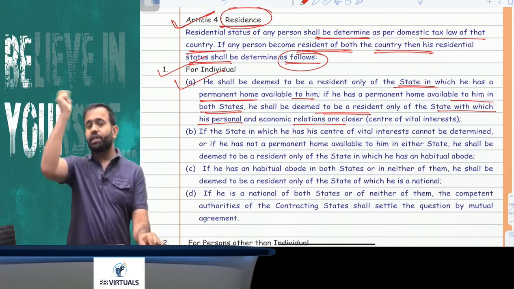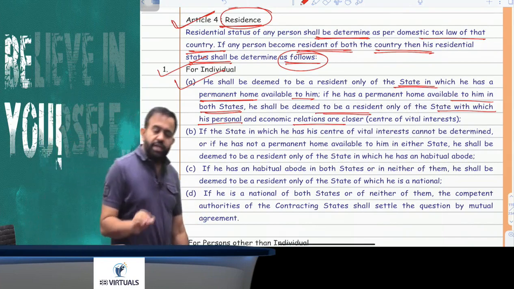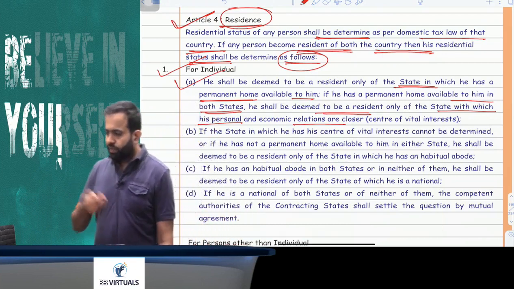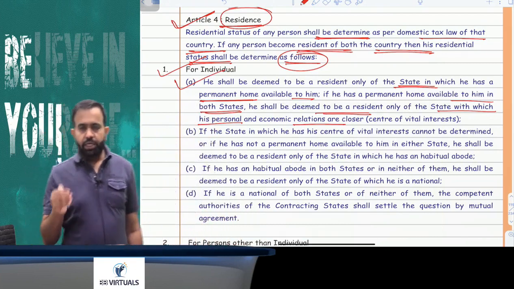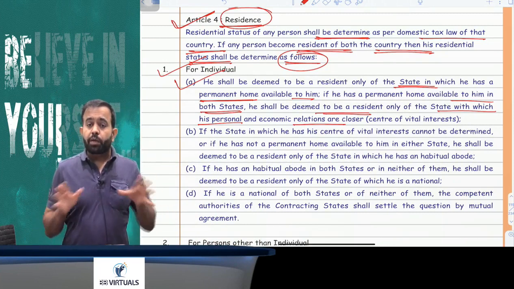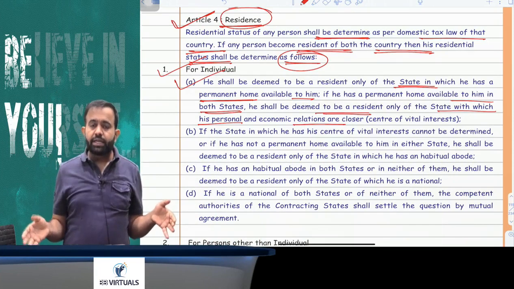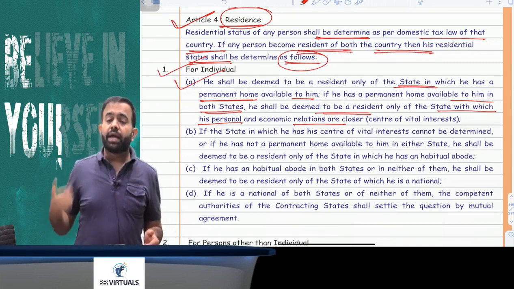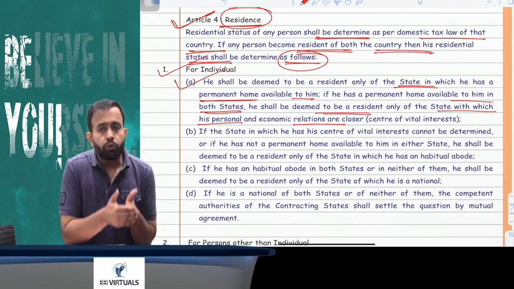So what I am saying is that first we are discussing the individual. An individual will be treated as a resident of the country where his permanent home is available. Now suppose a permanent home is available in both the countries, then he will be treated as a resident of the country where his personal and economic relationships are closer.